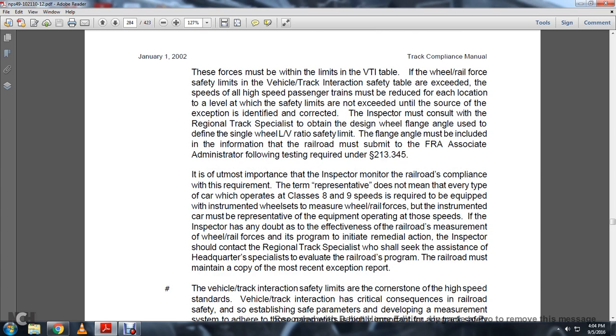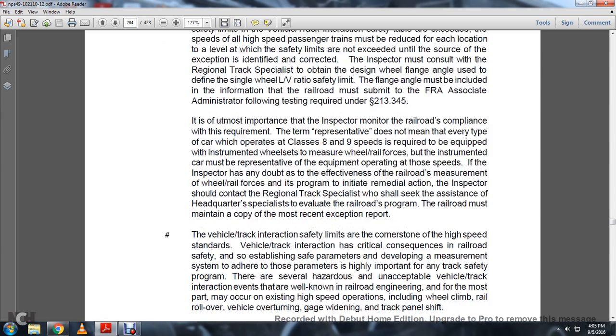It is of utmost importance for the inspector to monitor the railroad's compliance with this requirement. The term representative does not mean that every type of car which operates in Class 8 through 9 is required to be equipped with an instrumented wheel set to measure wheel rail forces, but that the instrumented car is representative of equipment operating at those speeds. If the inspector has any doubt about the effectiveness of the railroad's measurement of the wheel rail forces or its program to initiate remedial action, the inspector should contact the regional track specialist, who shall seek the assistance of the headquarters specialist to evaluate the railroad's program.